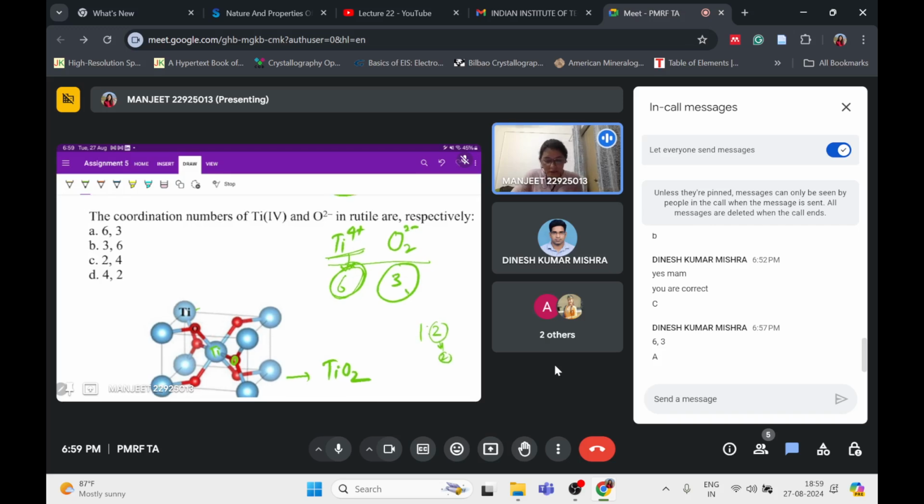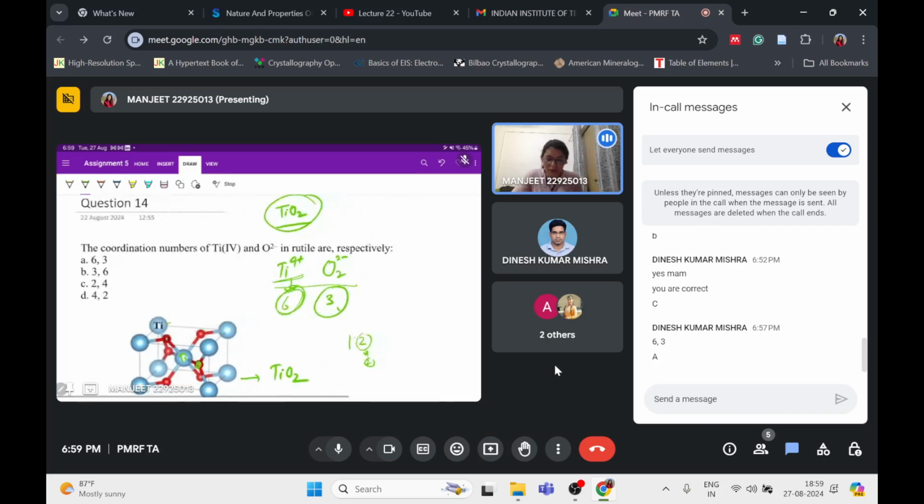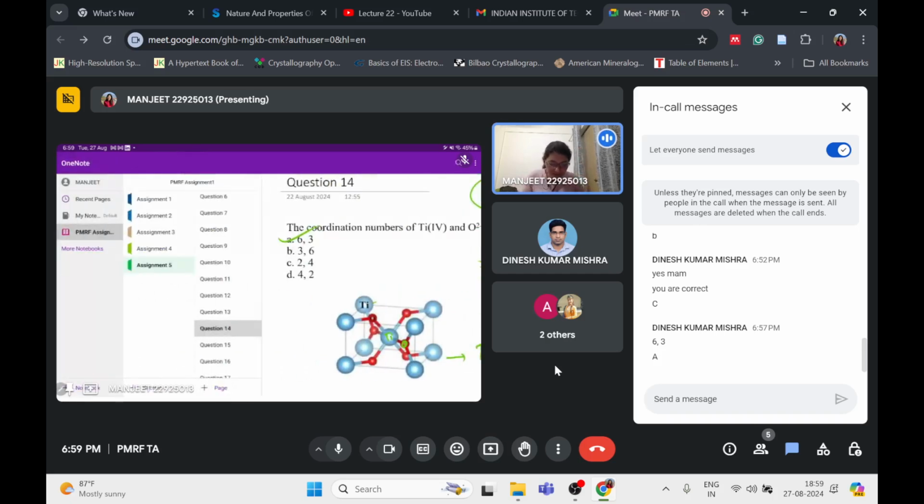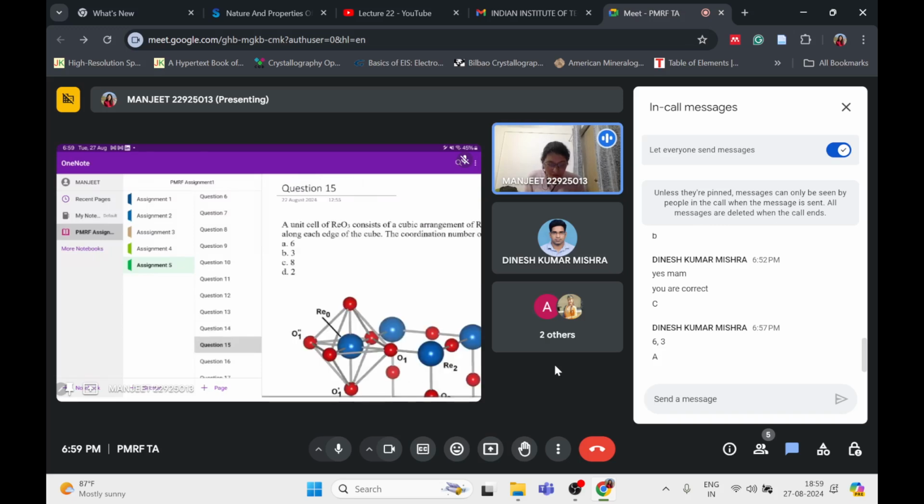So the right answer for the coordination number of the titanium 4 positive and the O2 negative will be 6 and 3. A part will be the correct one. Okay, let's move to the next question. That is question number 15.